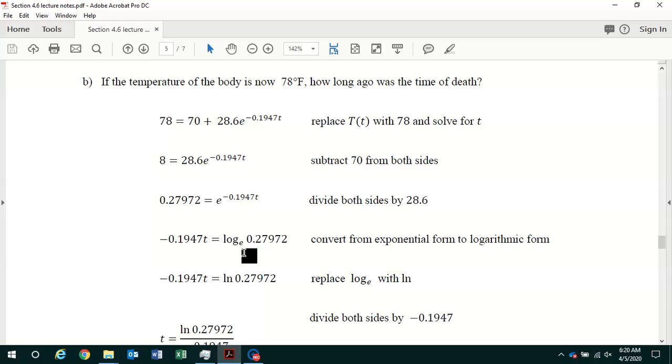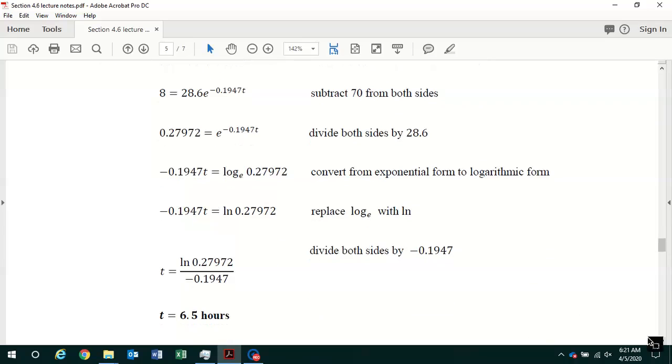Log base e has its own notation. It's ln. So remember, that's where the ln came from. It just replaces log base e. So when we replace log base e with ln, we have minus 0.1947 t is equal to the natural log of 0.27972. Now, we're solving for little t, so we've got to divide both sides by minus 0.1947, and we have little t is equal to the natural log of 0.27972 divided by minus 0.1947.